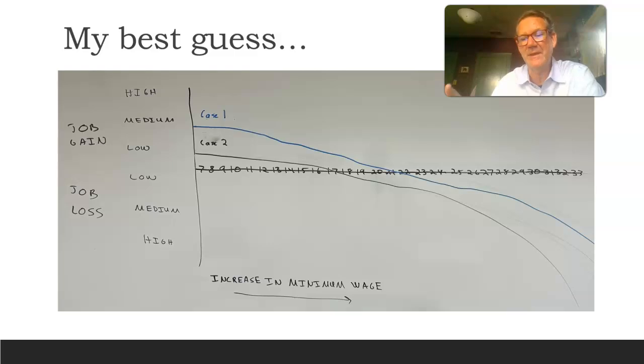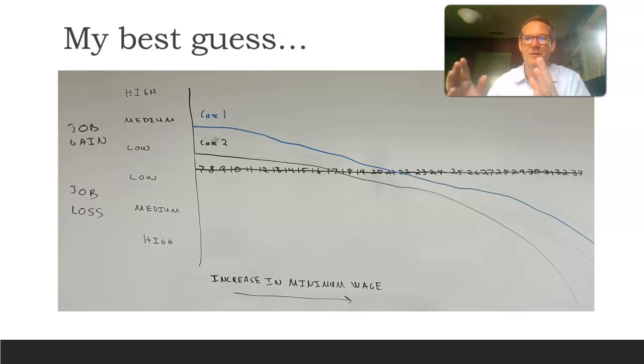Case 1 is kind of medium. And then somewhere, and it might even be here, I have case 1 at $17 an hour. You kind of break even on job gain or job loss. Not exactly sure, it might be 15, right? It might be 13. I don't know. But I feel somewhere in the teens, maybe low 20s. So case 2, I gave it up to 21.